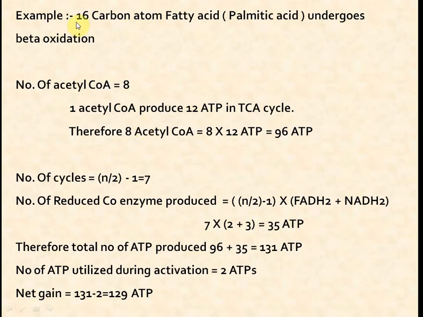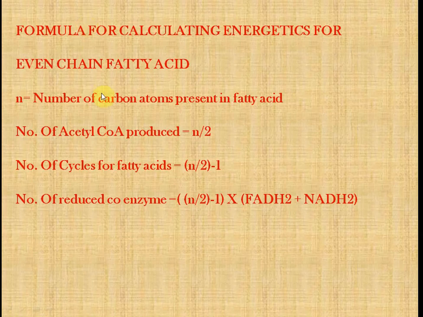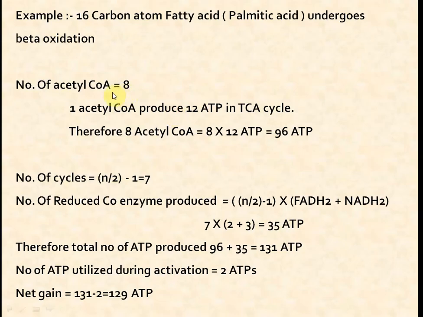Let us take an example of a 16 carbon atom fatty acid, which is called palmitic acid. Very common question in NEET. It undergoes beta oxidation. Now you see, the number of acetyl CoA will be 8, because n is the number of carbons, so n by 2 is 8 acetyl CoA. Now one acetyl CoA produces 12 ATP in the TCA cycle, that is the Krebs cycle. Therefore 8 acetyl CoA will give 96 ATP. This is the number 1 point.